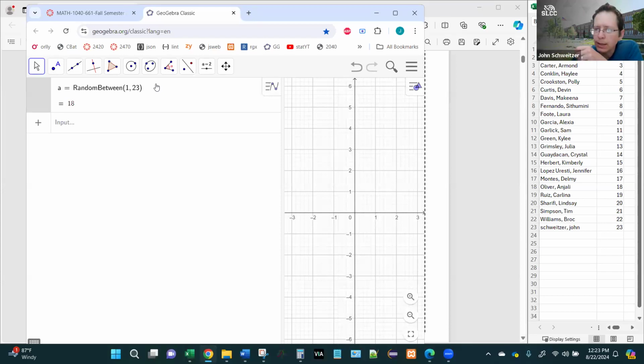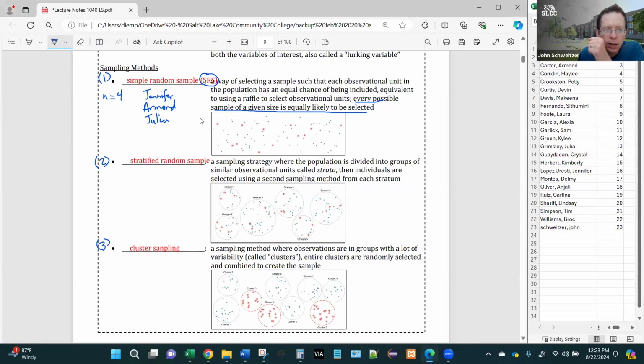18. 18 is Anjali. I don't think Anjali is here. Hopefully I'm wrong. Anjali, are you here? No? Okay. Well, this happens. No worries. We're just going to come back and do another one. Number 2, Shoshana is here, I believe. Yep. Okay. So Shoshana, and we've got our sample.